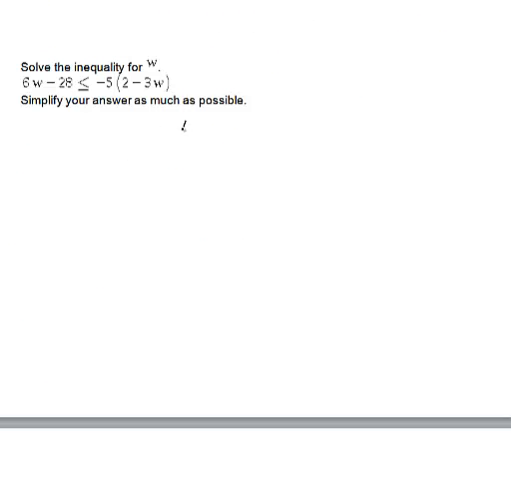Here we have 6w minus 28 is less than or equal to negative 5 times the quantity 2 minus 3w. Okay, so I look at either side and I can simplify the right side, right? I have this distribution that I can do and get rid of my parentheses. So I'm going to go ahead and write down what I had before. 6w minus 28 is less than or equal to, when I take my negative 5 and multiply it by a positive 2, I get a negative 10. And when I take negative 5, multiply it by a negative 3w, I get a positive 15w.